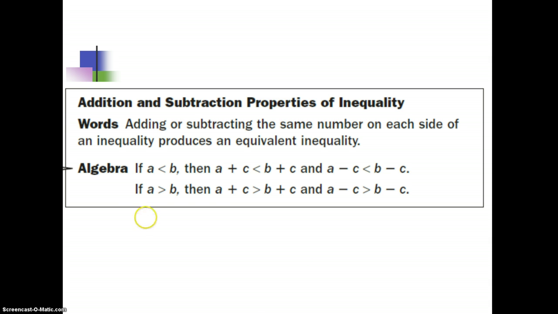The addition and subtraction property of inequality says that when you add or subtract the same number on each side of an inequality, it produces an equivalent inequality. Let me show you a quick example with numbers. If 2 is less than 5, that's a true statement. I can add a number to each side, and you're still going to get the same true inequality statement. 4 is still less than 7.